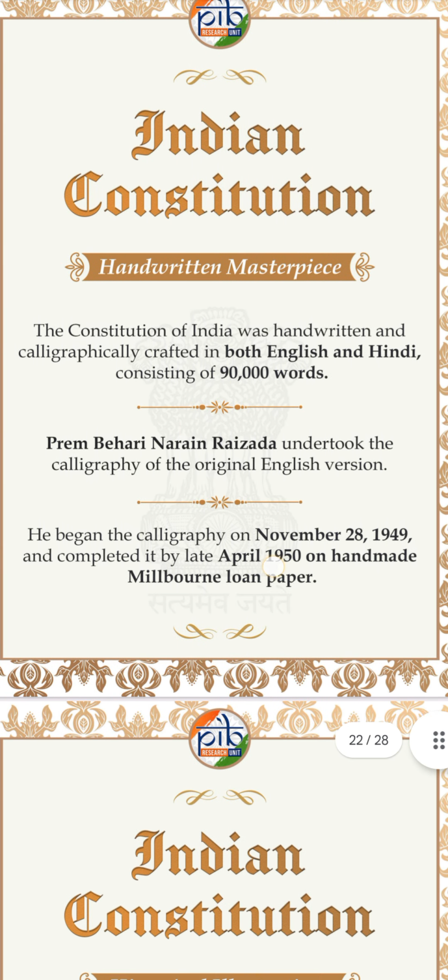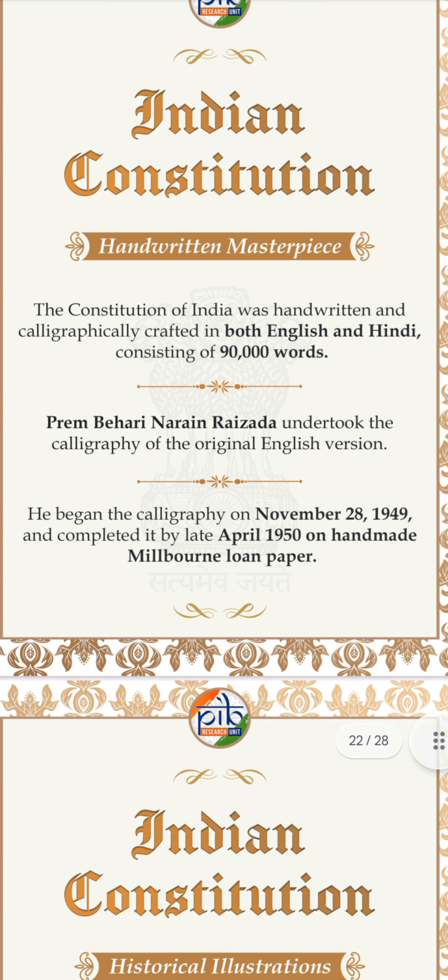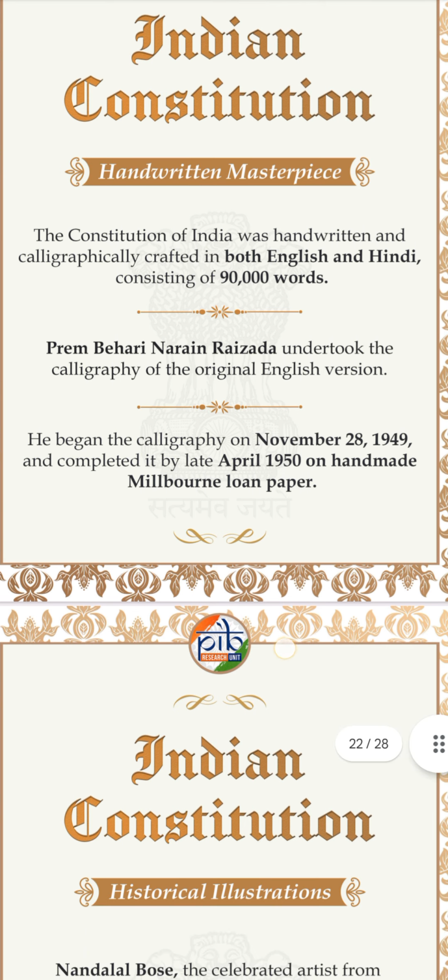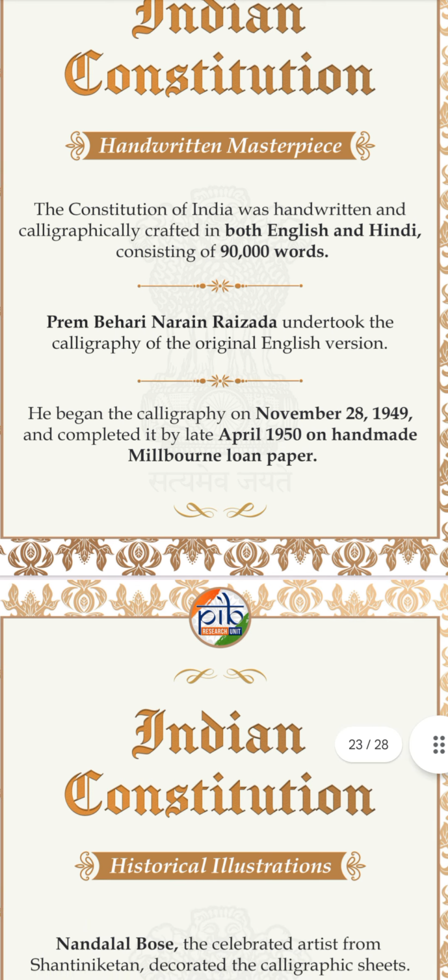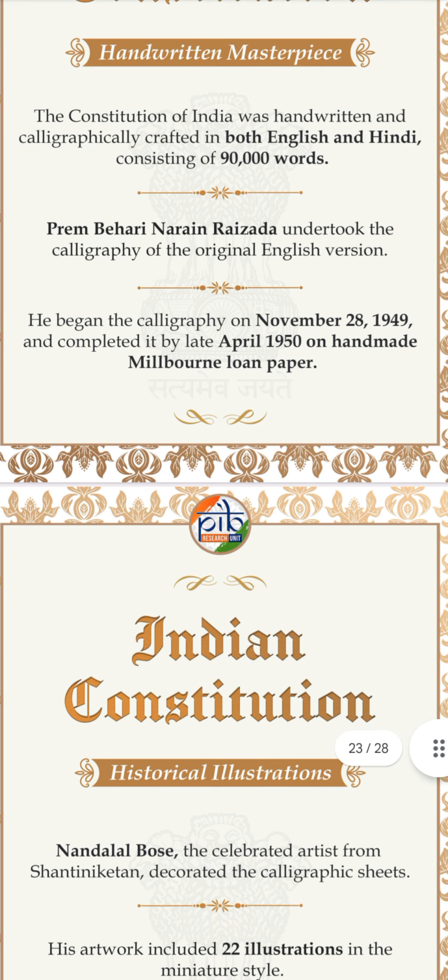Handwritten masterpiece of the Indian Constitution. The Constitution of India was handwritten and calligraphically crafted in both English and Hindi, consisting of 90,000 words. Prem Behari Narain Raizada undertook the calligraphy of the original English version. He began the calligraphy on November 28, 1949, and completed it by late 1950 in April, on handmade Millbourn loan paper.